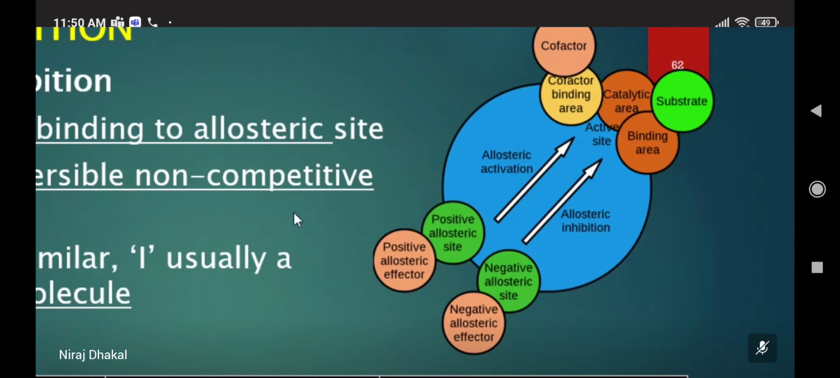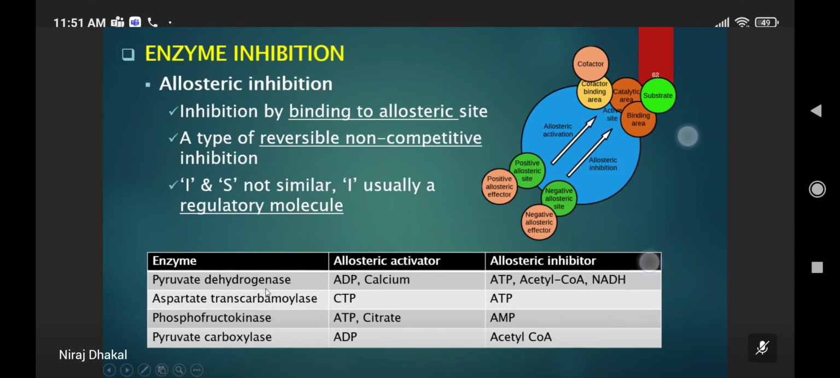So this is allosteric inhibition, and examples are enzymes like pyruvate dehydrogenase. The allosteric activators are ADP and calcium, which will activate the enzyme, and the allosteric inhibitors are ATP, acetyl coenzyme A and NADH. They will bind to the negative allosteric site. Similarly, aspartate transcarbamylase: the allosteric activator is CTP, cytidine triphosphate, and the inhibitor is ATP.